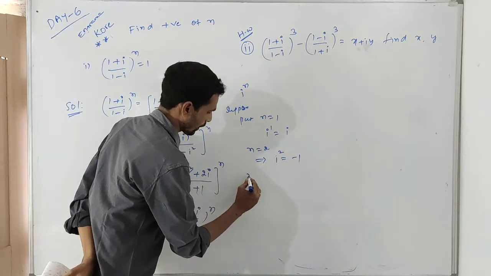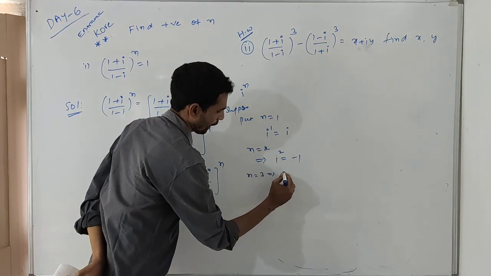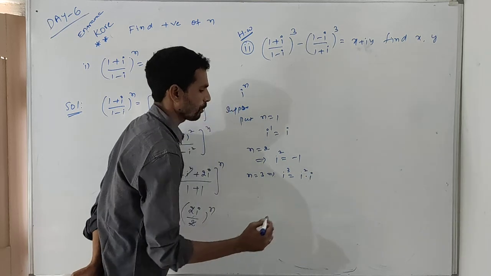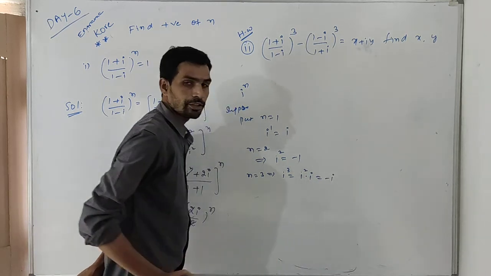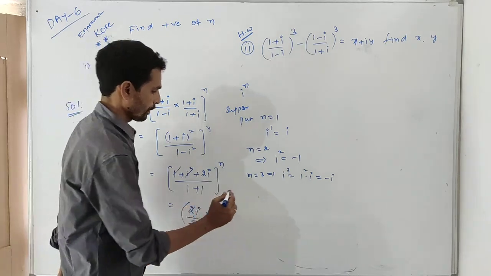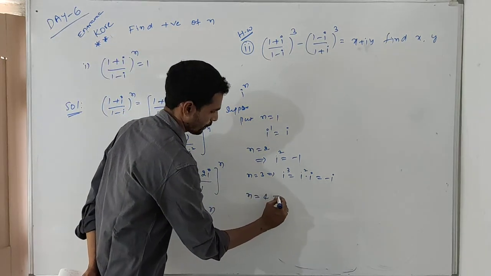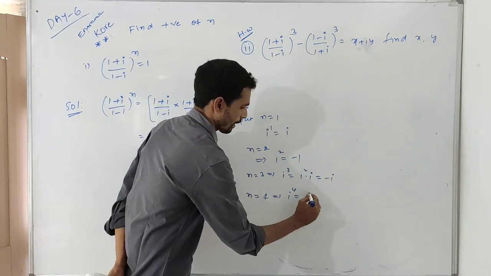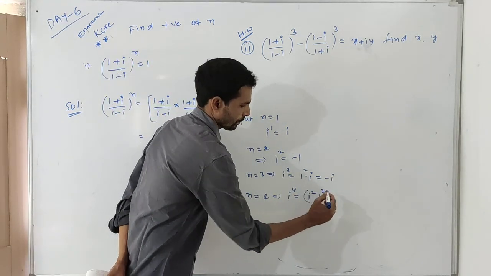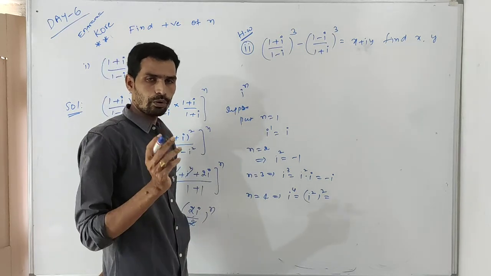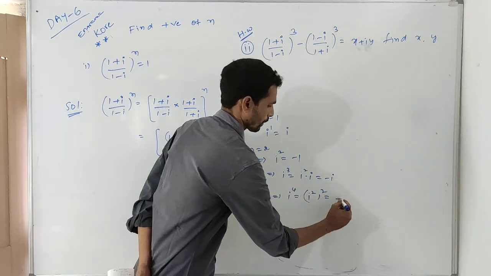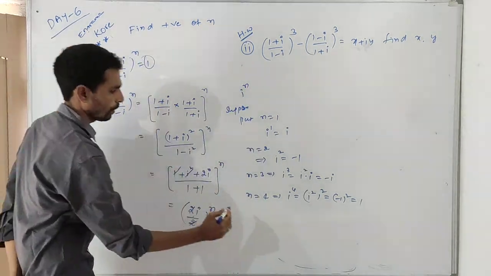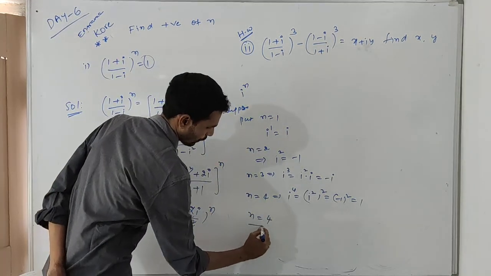Now put n is equal to 3. n is equal to 3 means here i cube. i cube can be written as i square into i, and the i square value is minus 1. Again n is equal to 3 is also not satisfied. Next, put n is equal to 4. n is equal to 4 means i power 4, which can be written as i square whole square. Already we know the i square value is minus 1, and minus 1 whole square is equal to 1 only. Therefore, n is equal to 4 is the least positive integer.